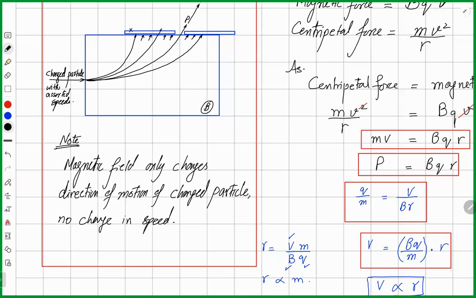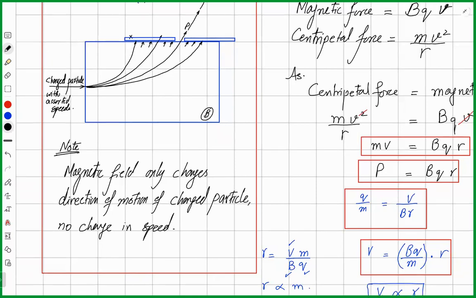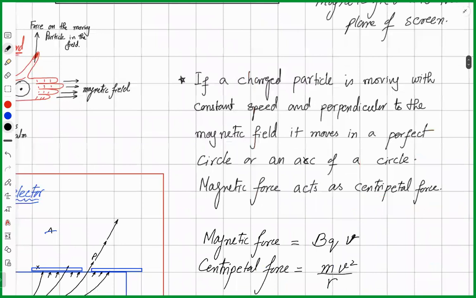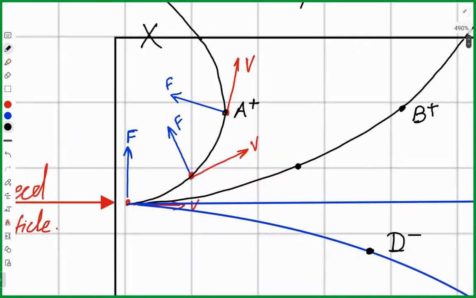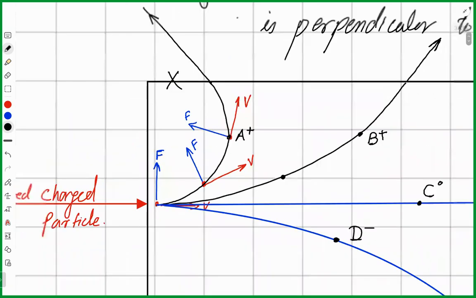Why is there no change in speed? Because if you remember, the force that was acting because of the magnetic field was always perpendicular to the velocity. If force is perpendicular to the velocity, it means it is neither acting forward nor acting backward. So it will not accelerate or decelerate the particle. So the speed of the particle will not change, only the direction will change.